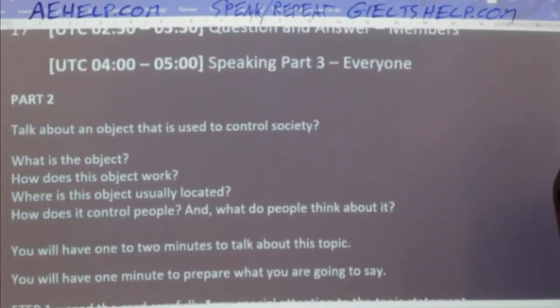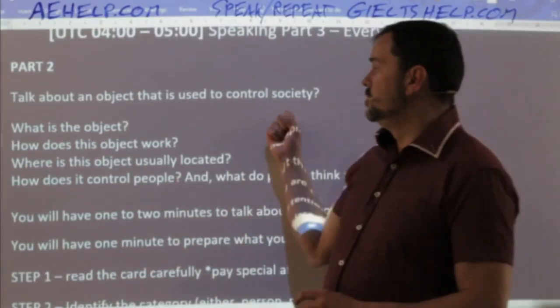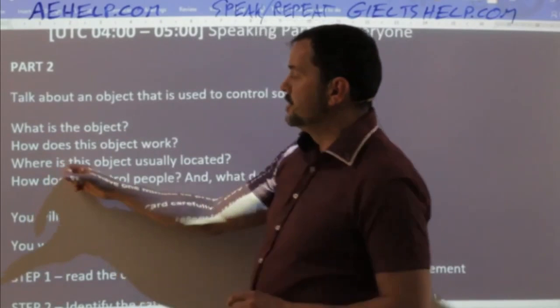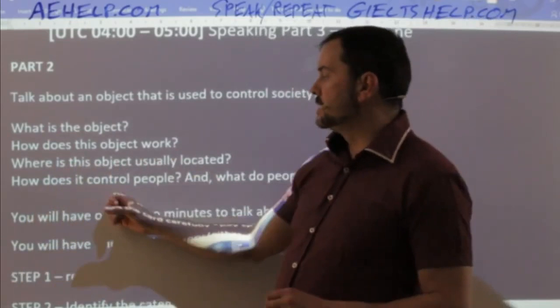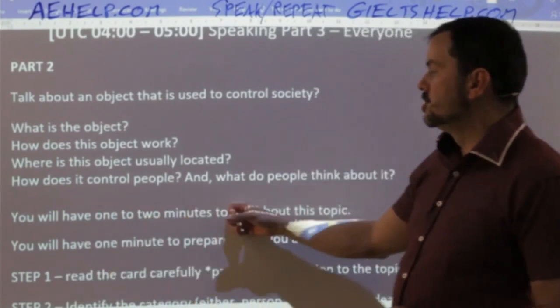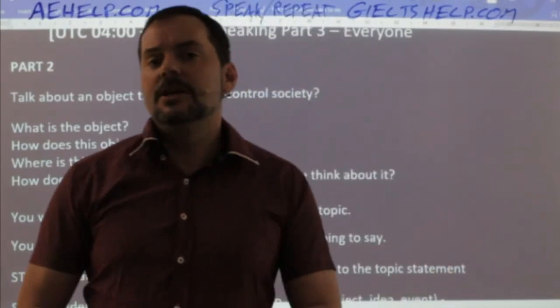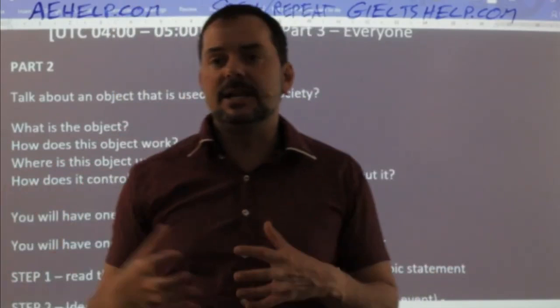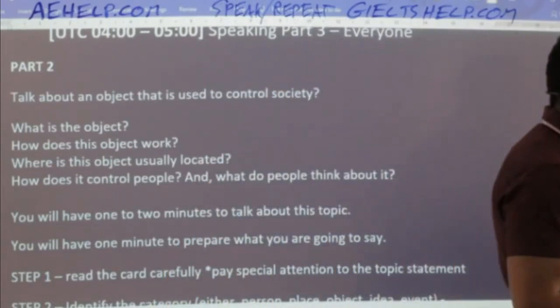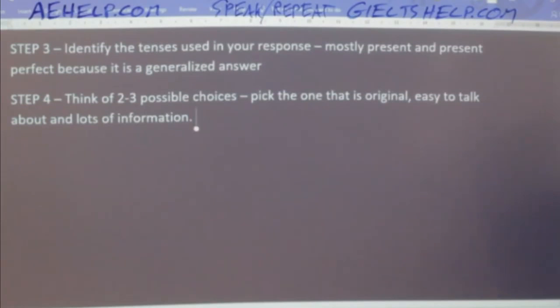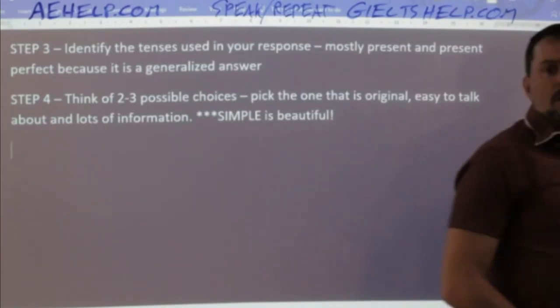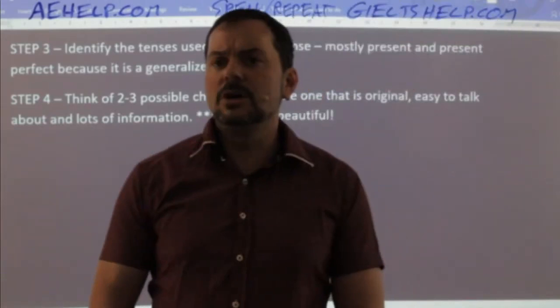So again, going back, talk about an object that is used to control society. What is the object? How does this object work? Where is this object usually located? How does it control people, and what do people think about it? Give me some ideas. So when you visualize, think about society, visualize society, and then let's think about some objects. Now, when you think about objects, here's a little tip here. Simple is beautiful.